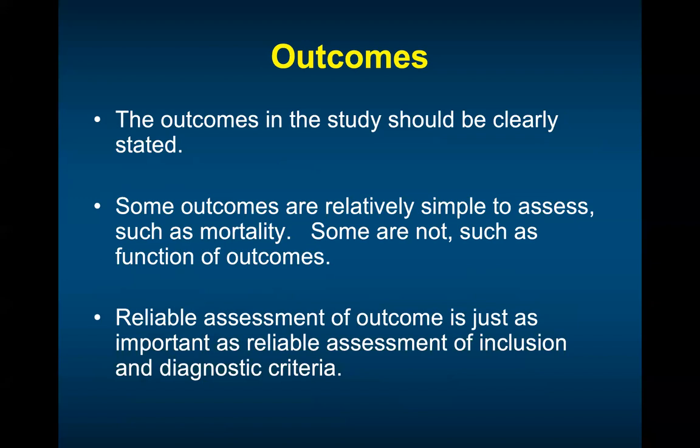Some outcomes are relatively simple to assess, such as mortality. Some are more challenging, such as functional outcomes. Then these will need to be defined properly. You should provide me with reassurance that the assessment of the outcome was reliable. So if you looked at quality of life, how was it done, by whom, and what's the tool that was used, etc.